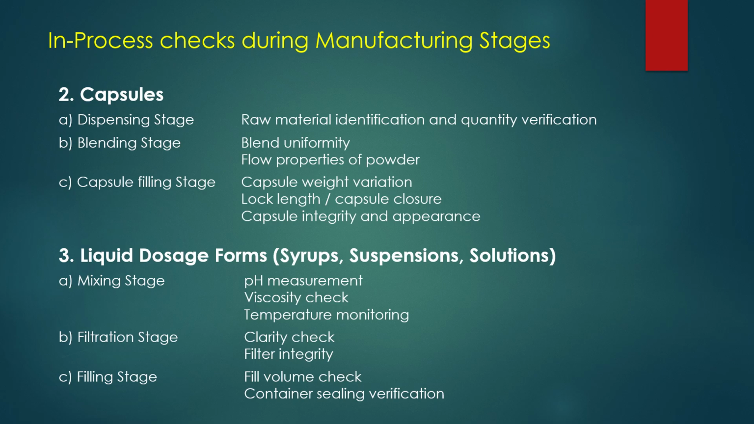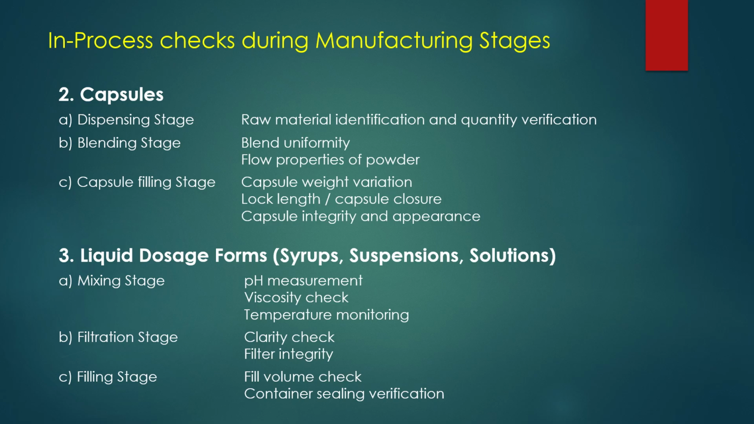During manufacturing of capsules, in-process checks are performed to ensure accuracy and uniformity. These include raw material identification and quantity verification during dispensing, blend uniformity and powder flow property checks during blending, and capsule weight variation, lock length, closure integrity, and appearance checks during capsule filling.